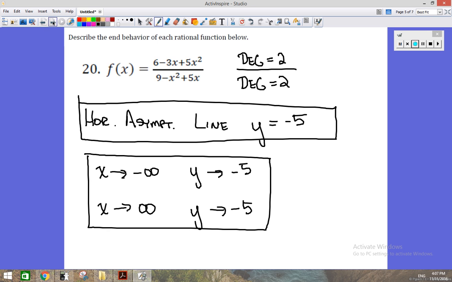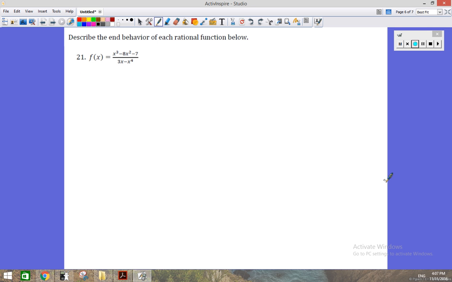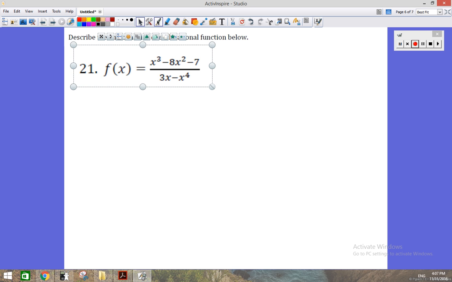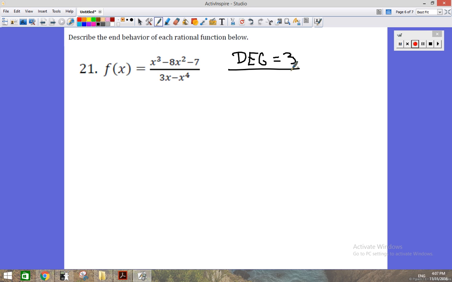I think there's one more. Yeah. So again, the directions are the same. Determine the end behavior. And again, we compare the degree of the numerator against the degree of the denominator. The degree of the numerator is 3. The degree of the denominator is 4. It is bottom heavy.